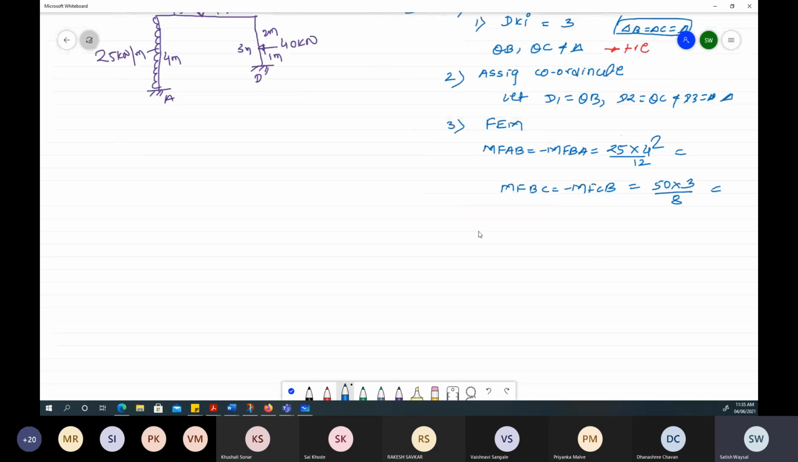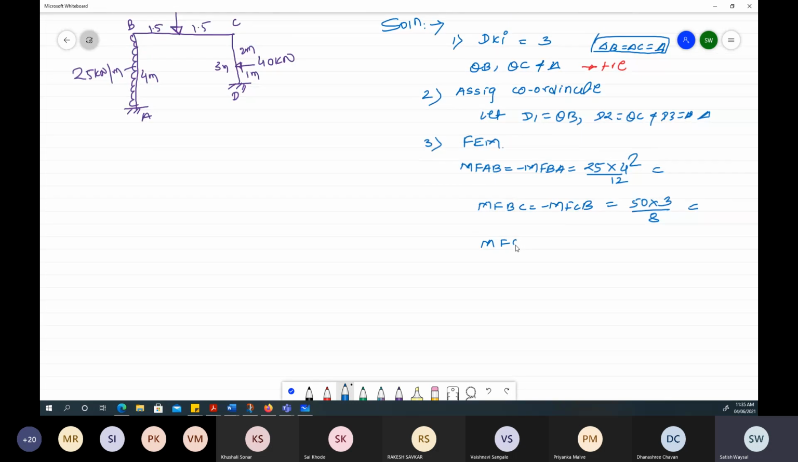Later on, for the next span, MFCD is equal to W a b square, so W is 40 into a is 2 into 1 square divided by 3 square, is equal to this. Then MFDC is equal to minus 40 into 2 square into 1 divided by 3 square, is equal to this. So all of you please give me the moment values.